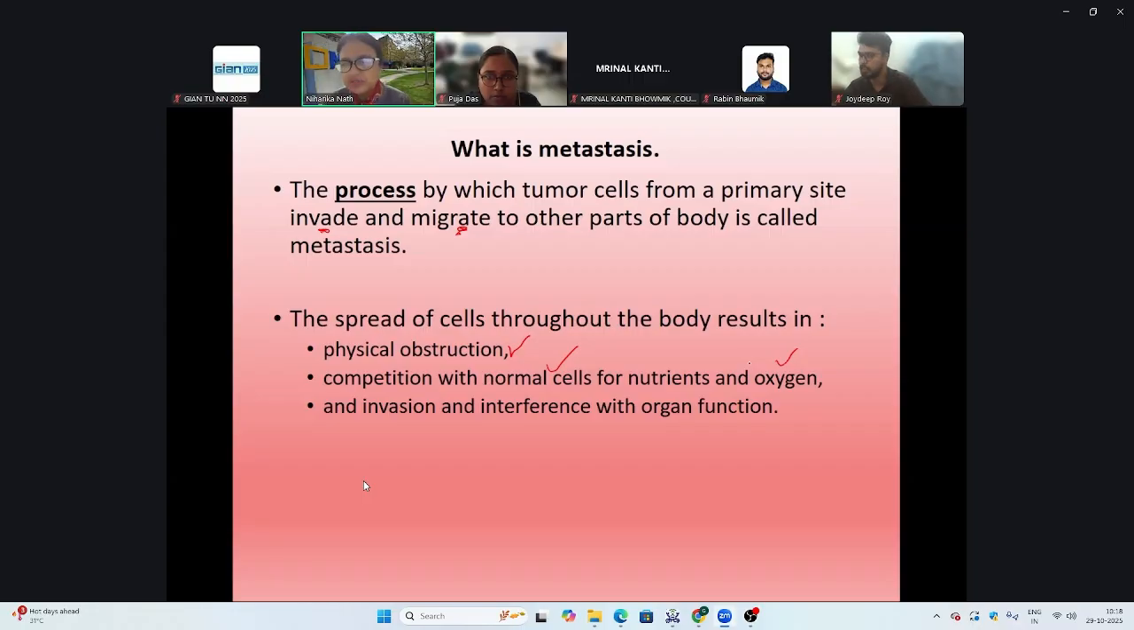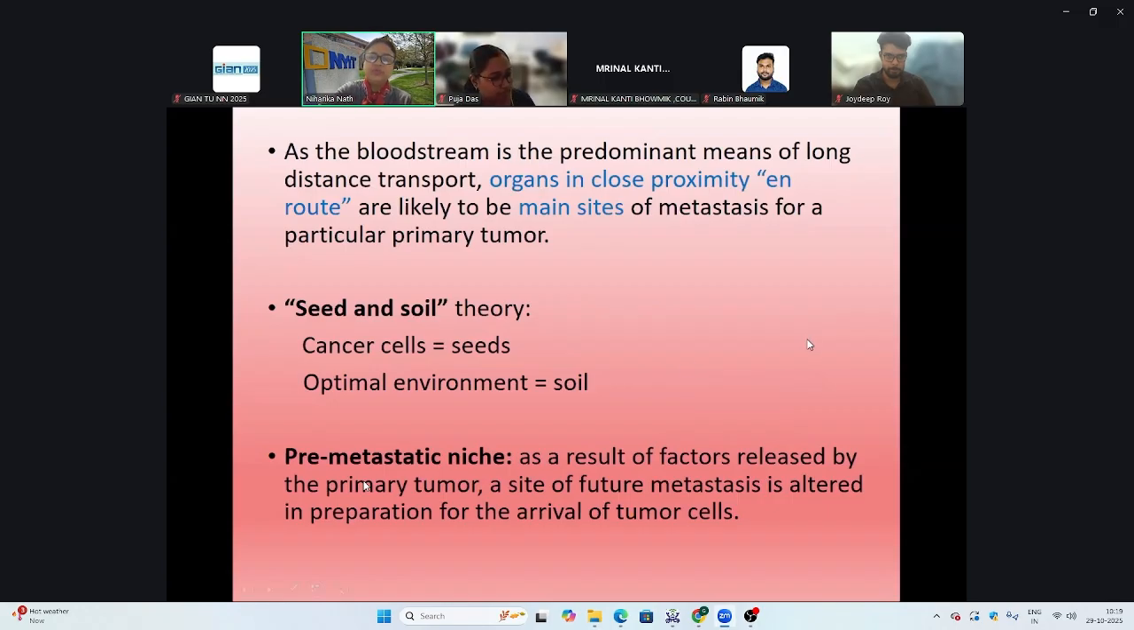However, we saw yesterday there's a lot of oxygen, but they're not using all that oxygen. Remember the Warburg effect? And of course, they will interfere with any organ that they go to. They will interfere with the organ function. So not only will these cells not do their own job, but they will also go and interfere with other organ functions. So to understand this whole process, what it is, that's called metastasis.